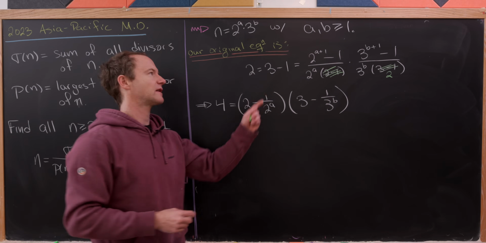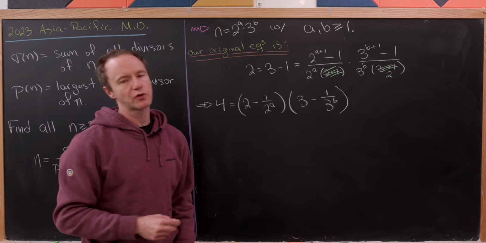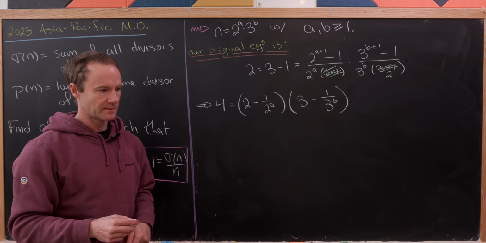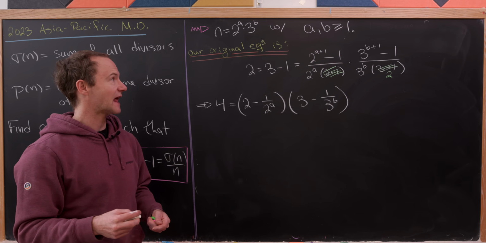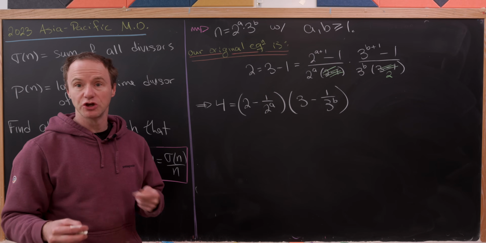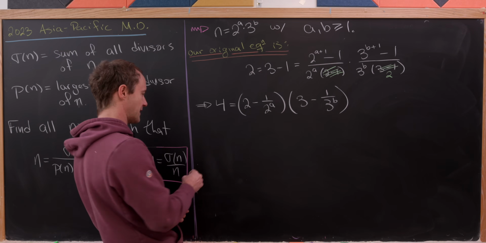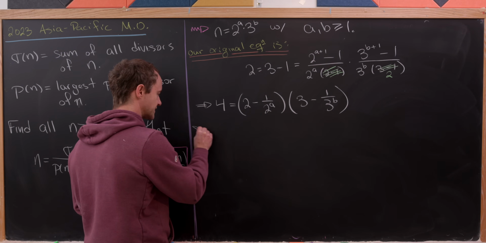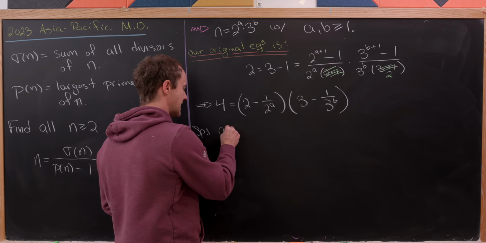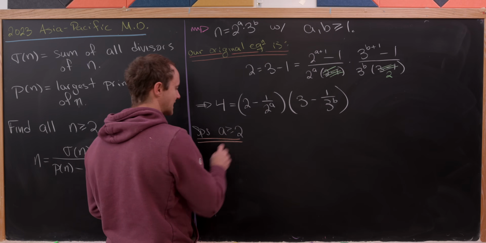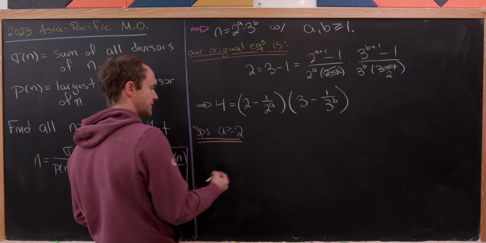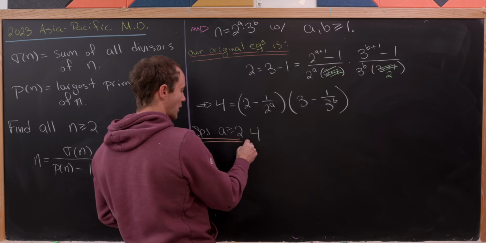And now I'm going to speculate that not only is a bigger than or equal to 1, but it has to be equal to 1. And I'm going to prove that's the case by supposing that a is bigger than or equal to 2 and showing that we get a contradiction from that. So let's do this right here. Let's suppose that a is bigger than or equal to 2, and let's see where that gives us some sort of problem.